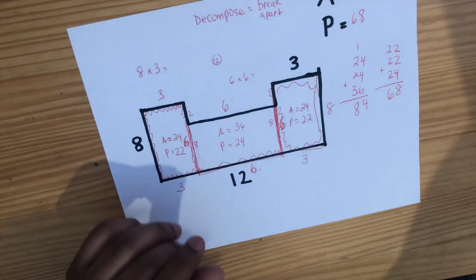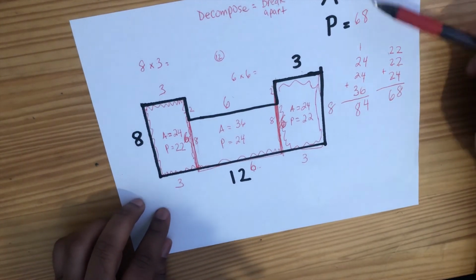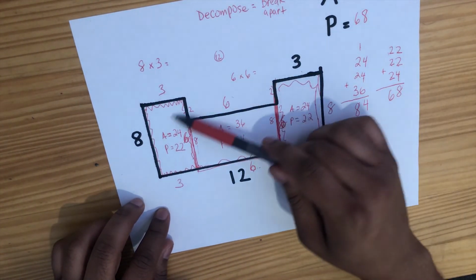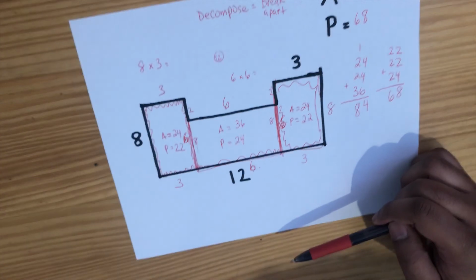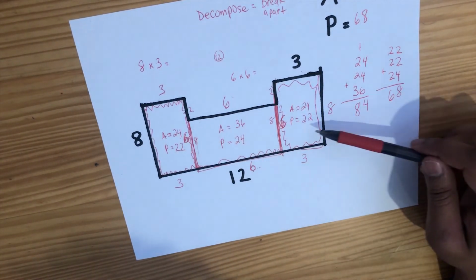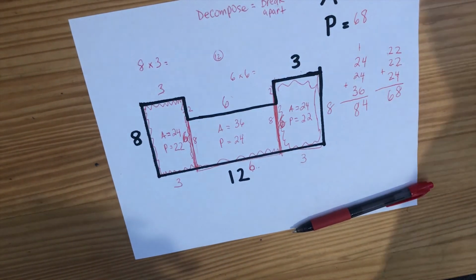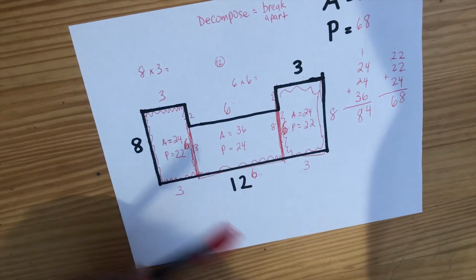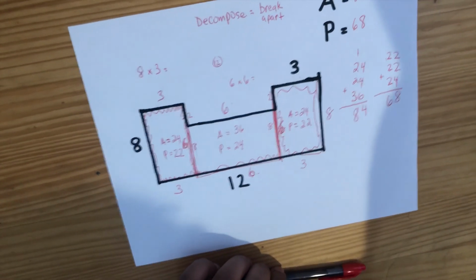And guys, this is how you find the area and perimeter of a shape like this. You have to decompose each part of the shape in order to figure out what the area and perimeter of each section of the total shape would be.